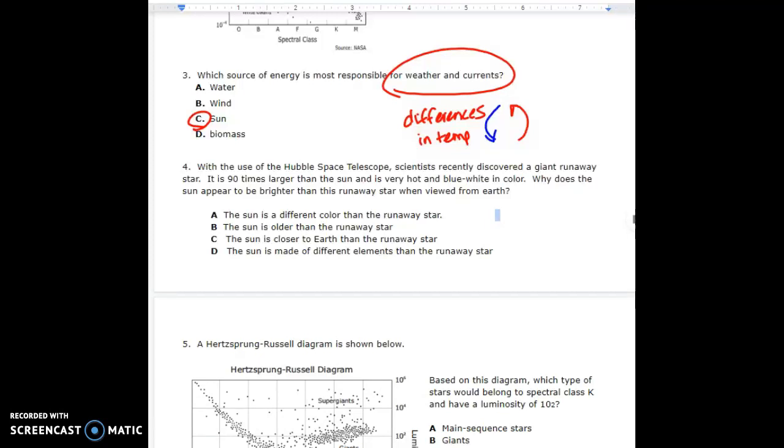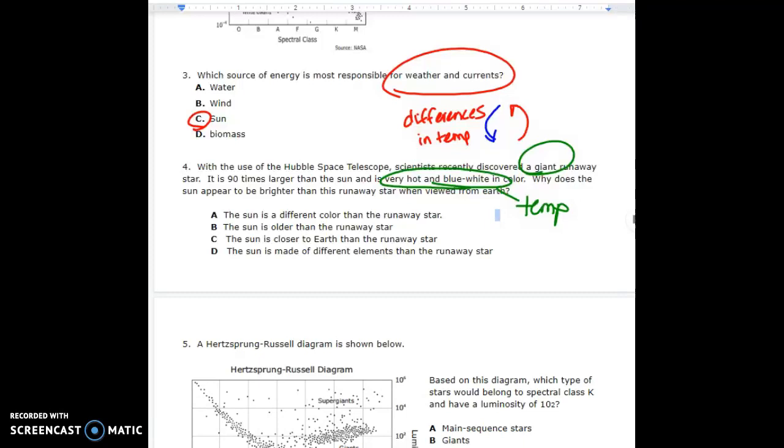So number 4, with the use of the Hubble Space Telescope, scientists recently discovered a giant runaway star. It is 90 times larger than the sun. It is very hot and blue-white in color. So this has to do with the temperature. It is much, much bigger, so it's a giant star. Why does the sun appear to be brighter than this runaway star when viewed from Earth?